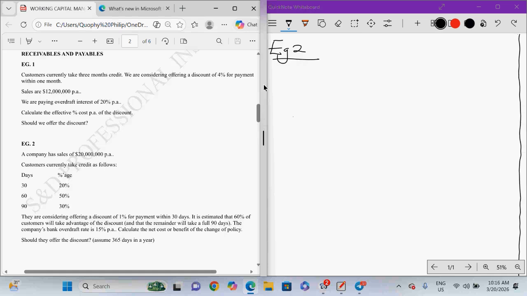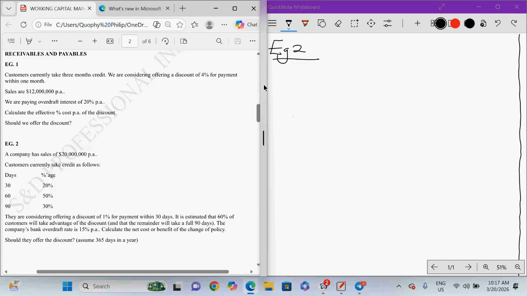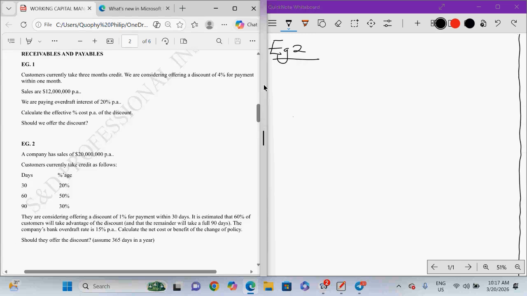Example 2. A company has sales of $20 million per annum. Customers currently take credit as follows: days 30, 60, and 90, with aging percentages as follows. They are considering offering a discount of 1% for payment within 30 days. It is estimated that 60% of customers will take advantage of the discount and that the remainder will take a full 90 days. The company's bank overdraft rate is 15% per annum. Calculate the net cost and benefit of the change of policy. Assume 360 days.